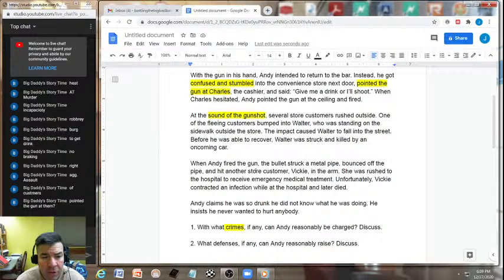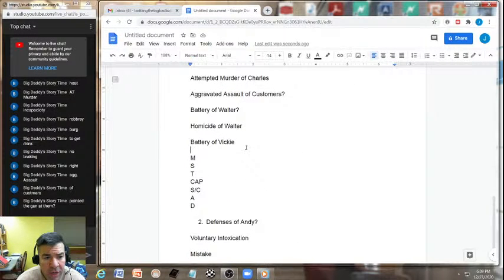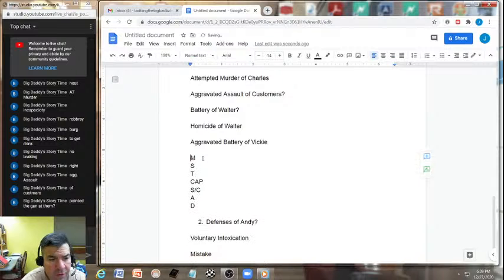Now, when Andy fired the gun, though, in the third paragraph, the bullet struck a metal pipe, bounced off the pipe, and hit another store customer, Vicky, in the arm. She was rushed to the hospital to receive emergency medical treatment. Unfortunately, Vicky contracted an infection while at the hospital and later died. So we not only have a battery of Vicky, which I definitely would argue aggravated battery, but we also have a homicide of Vicky as well.